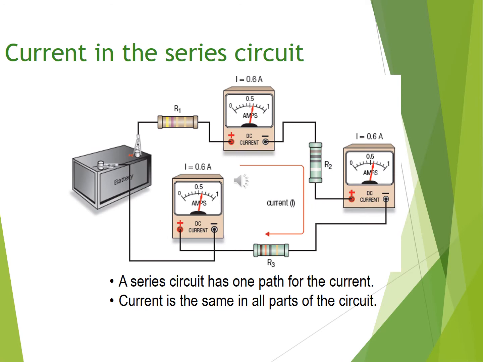This slide is showing you that there's just over 0.5 of an amp flowing out of R1 and flowing into R2, and there is just over half an amp flowing out of R2 and flowing into R3, and just over half an amp flowing out of R3 and flowing back to the battery. So the current in this circuit is equal. So the current flowing through R1, R2 and R3 is the same, and therefore this is a series circuit.